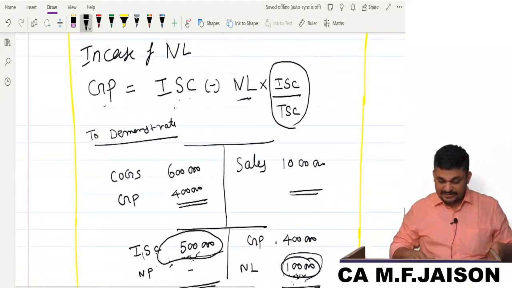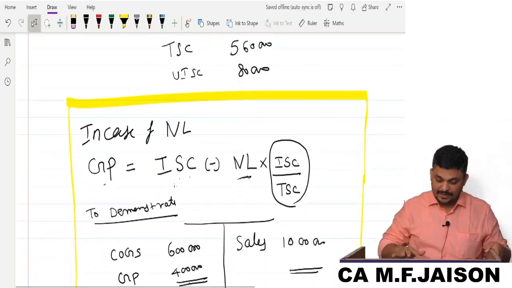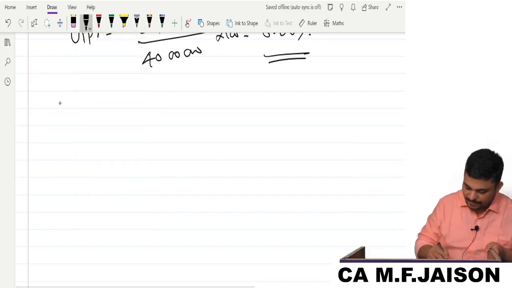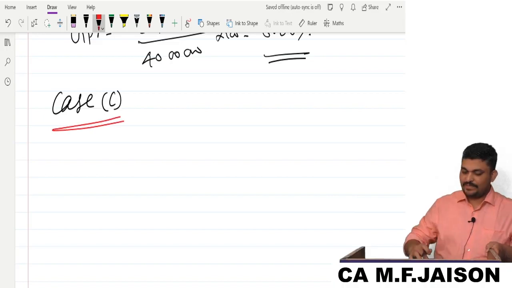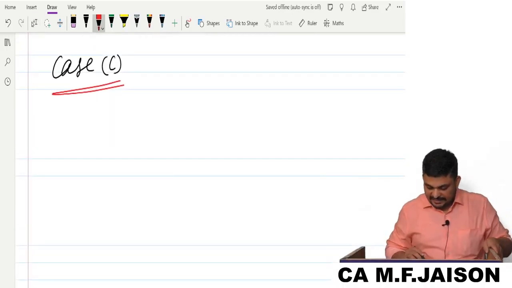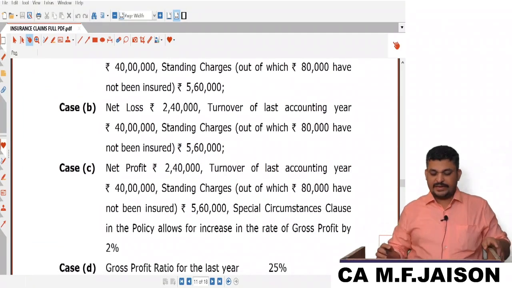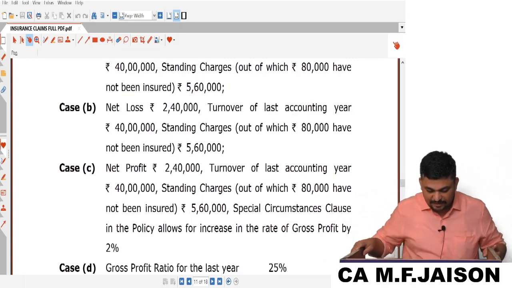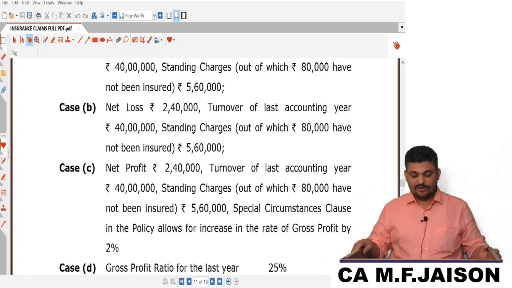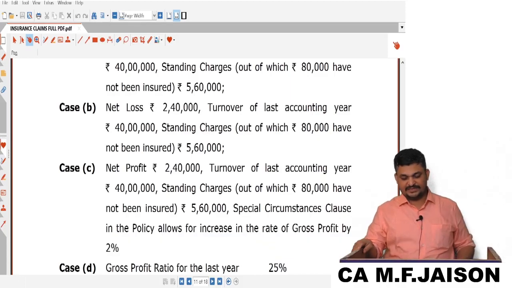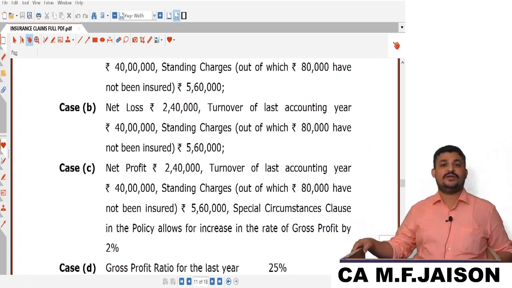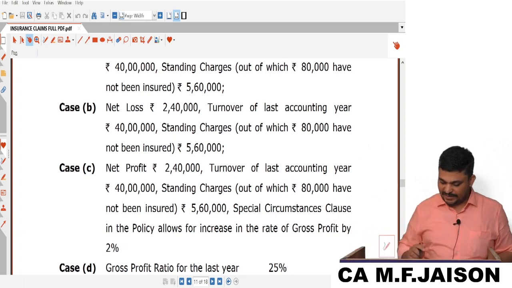Going to the next one, case C. So we have just completed case B. Now proceeding to case C. As far as case C is concerned, net profit 2,40,000, turnover of last accounting year rupees 40 lakhs. Standing charges 5,60,000, out of which rupees 80,000 have not been insured. Special circumstances clause in the policy allows for increase in the rate of gross profit by 2%. Like that information provided, my dear friends.